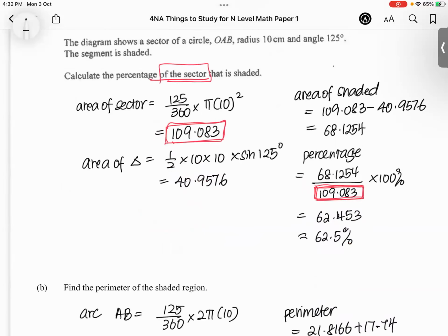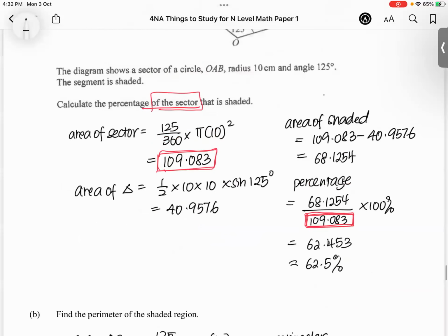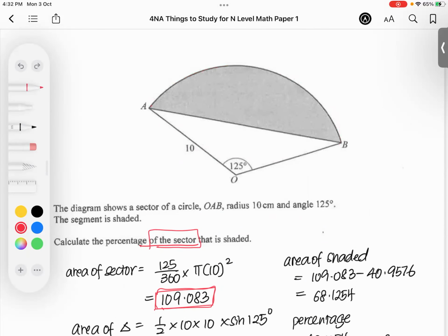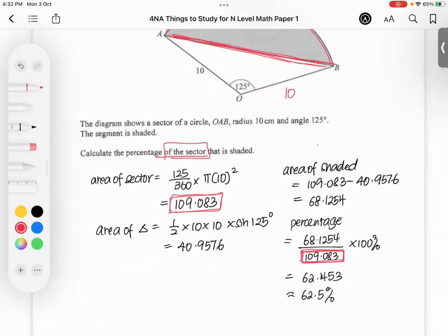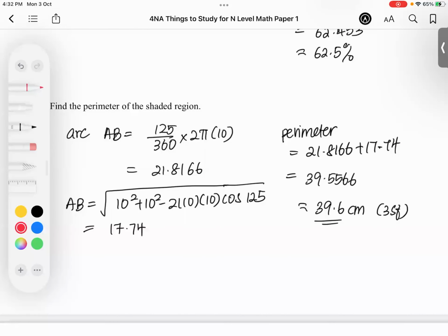Next question, perimeter of the whole region. The perimeter of the shaded region does not include the radius. The perimeter is this arc length plus this AB. How do you find AB? Maybe you've forgotten, but we have the cosine rule: c squared equals a squared plus b squared minus 2ab cosine C, then square root. Just to refresh your memory for the cosine rule, it is not very likely to come out because the cosine rule by right is in paper 2. But they want perimeter, so you add everything up.